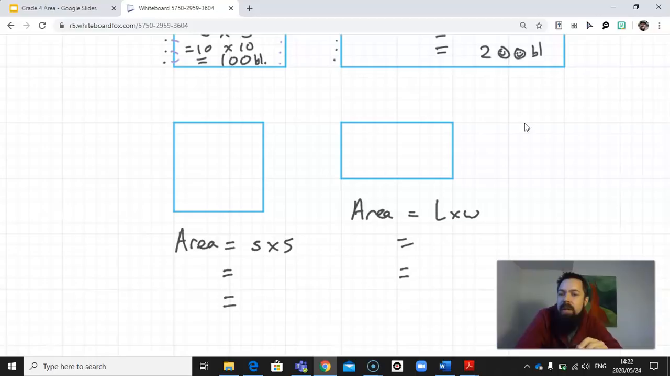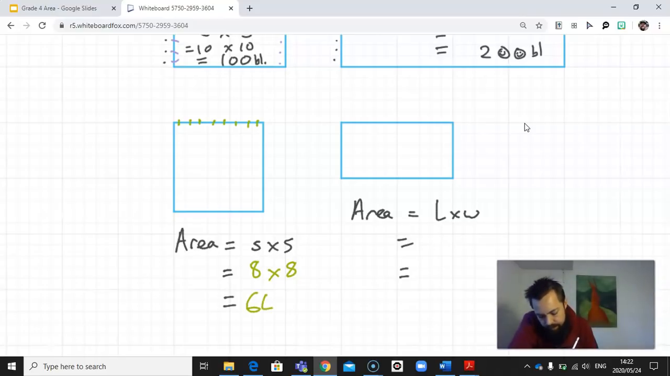Right, if you'd like a little bit more time, pause the video. So what I've got to do now is count the length of the side. 1, 2, 3, 4, 5, 6, 7, 8. The side is going to be the same because it's a square, so I don't actually have to count the other side. I know it's also going to be 8 because that's one of the things about a square, all the sides are equal. 8 times 8 is 64, and we're talking about blocks.